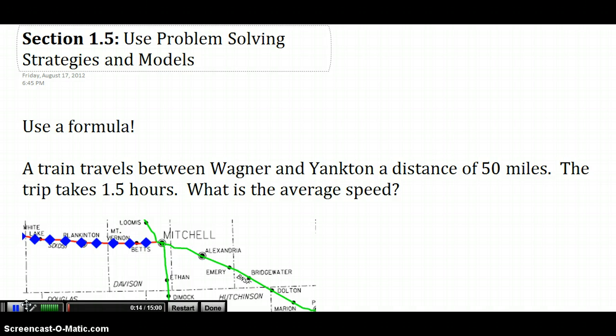Since these get kind of long, if you're taking notes on the computer, you can screenshot the actual problem and insert it and then just do your work below it if you don't want to type it all out.